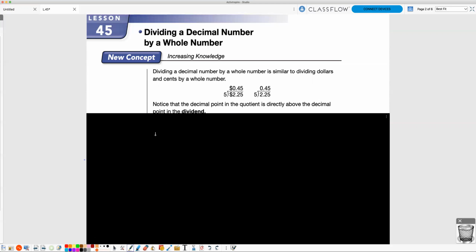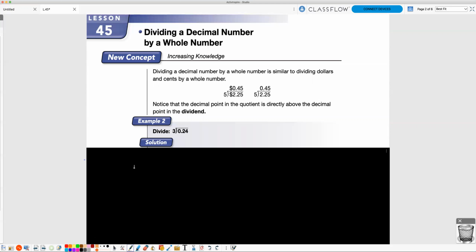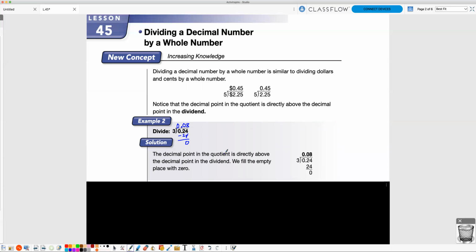Dividing a decimal number by a whole number. So again, here's another example. Dividing 24 hundredths divided by 3. Again, you just have the decimal come straight up in the answer. 0 divided by 3 is 0. 2 divided by 3 is also 0. You can't fit 3 into 2, so you just slide over, and now you have 24 divided by 3, which is 8. 8 times 3 is 24. Subtract it, and you end up with 0. So this would be 8/10. The decimal point in the quotient is always directly above the decimal point in the dividend.